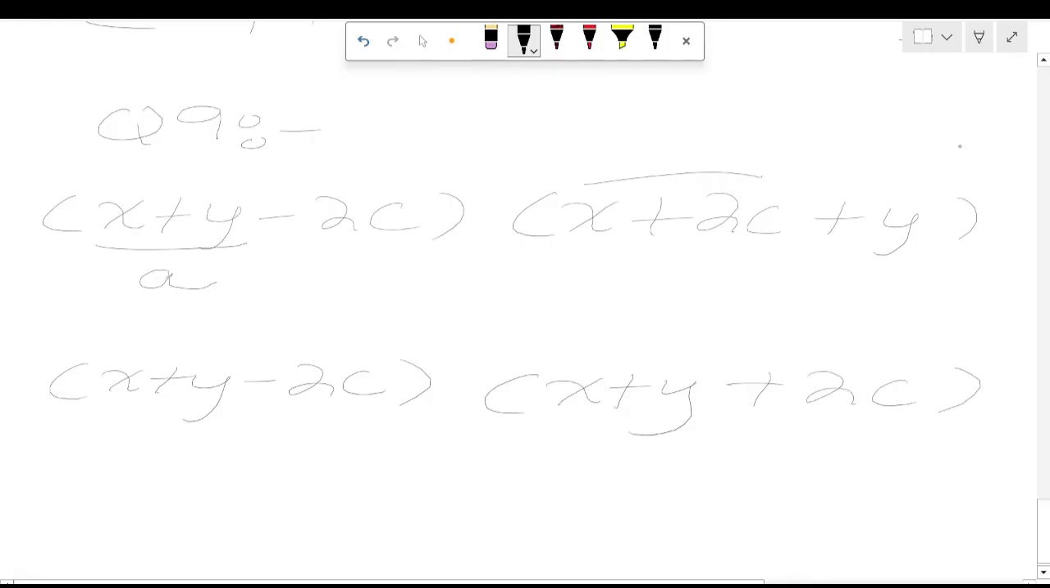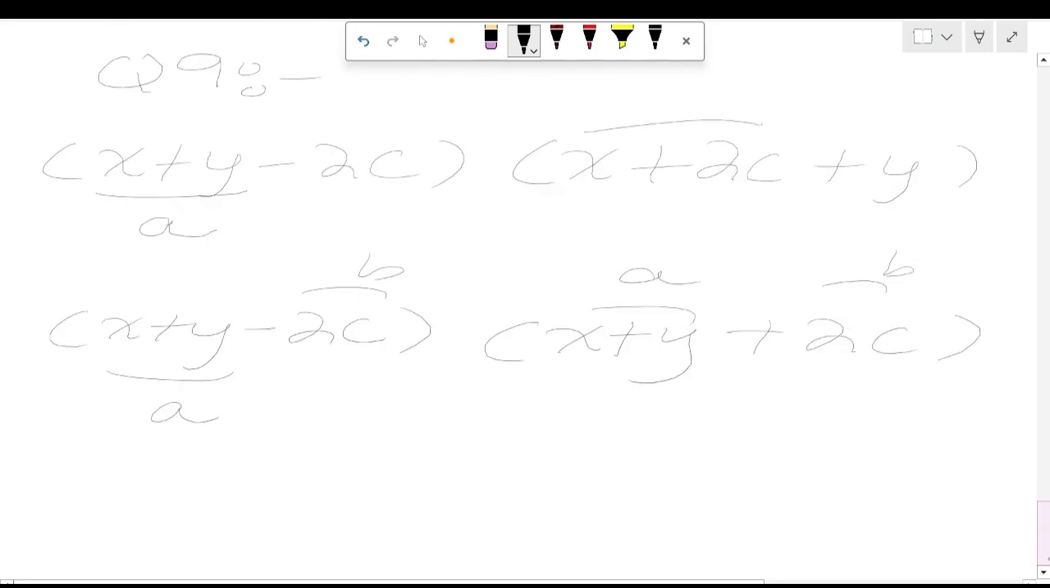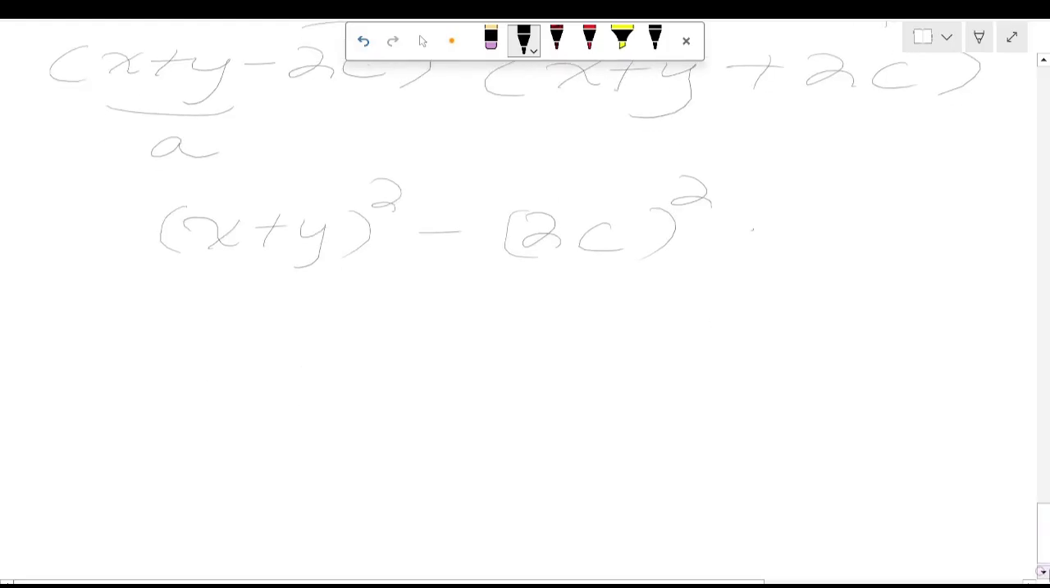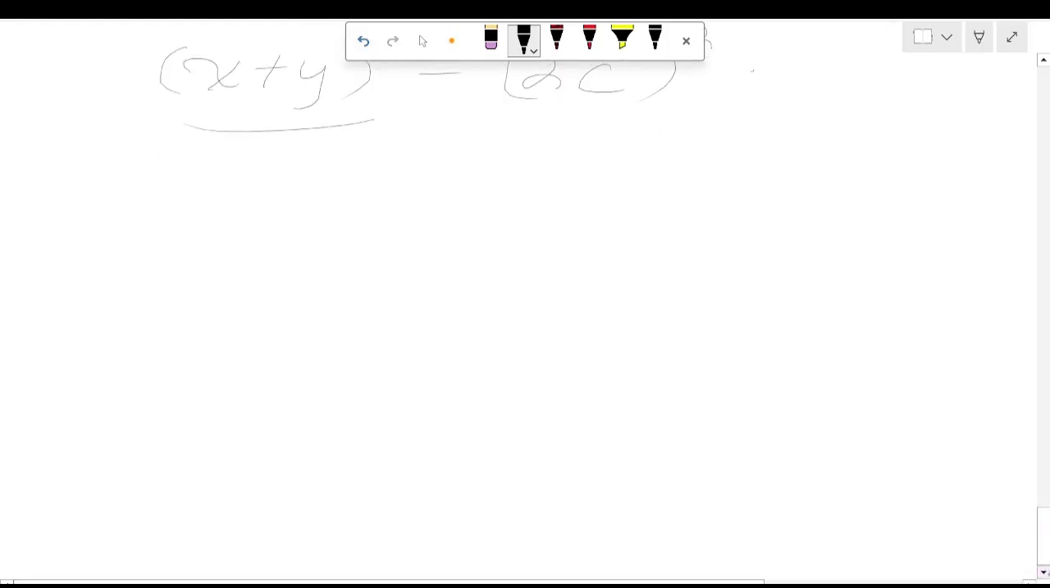So now we can easily say that x plus y is a, here x plus y is also a, and 2c is b. So here we have a minus b and a plus b, so that is the same as a square minus b square. So I can write x plus y whole square subtracted from 2c whole square. After writing that, this is our answer, but we need to simplify it much further. X plus y whole square is the same as a plus b whole square, so we will use the formula to place this in it.